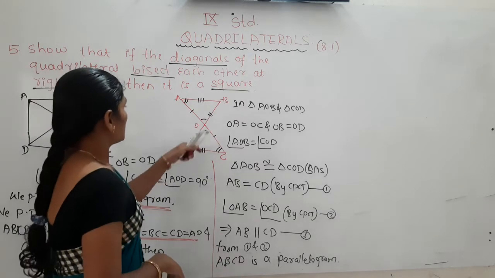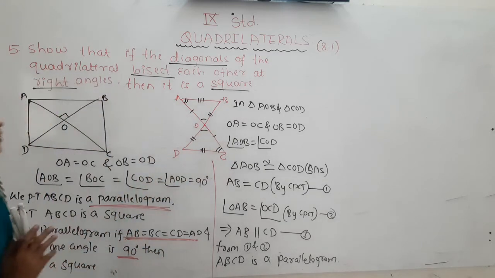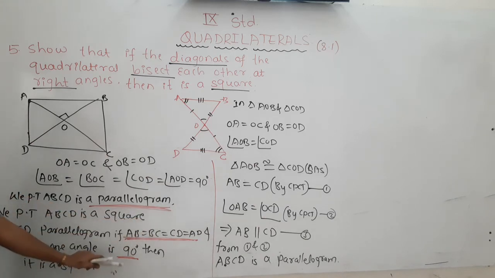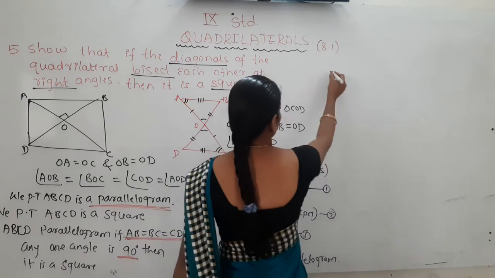This is the first condition of the square. AB equal to BC equal to CD equal to DA, we have to show. This is the first condition of the square. And the next condition is any one of the angles should be 90 degrees, we have to show. So first condition we will take here.